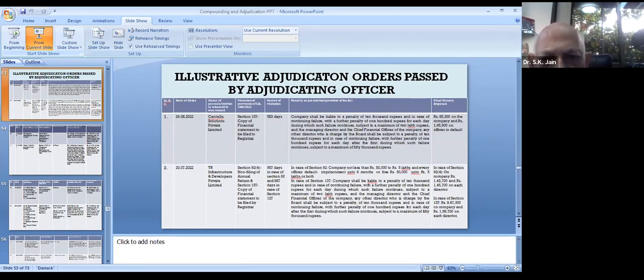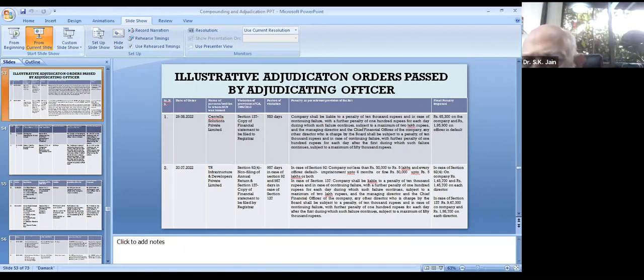During such default continues, subject to a maximum of 2 lakh rupees. This is in case of the company. And the managing director, chief financial officer of the company, any other director who is in charge by the board, shall be subject to a penalty of 10,000 rupees. And in case of continuing failure, with a further penalty of 100 rupees for each day after the first, during which such failure continued, subject to a maximum penalty of 50,000 rupees. This is what is prescribed.